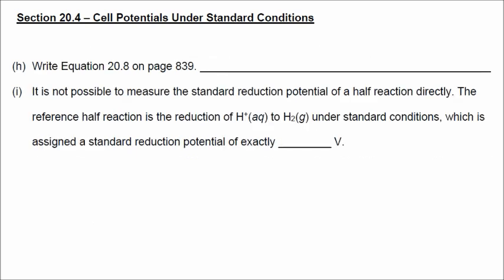All right, moving on. On page 839, equation 20.8 looks like this. We have the cell potential, which is equal to the half reaction at the cathode minus the half reaction at the anode. So because all of these are written as reductions, when you change a reduction to an oxidation, you change the sign. That's why that minus sign is present in the equation.